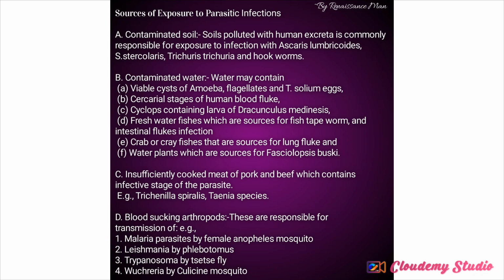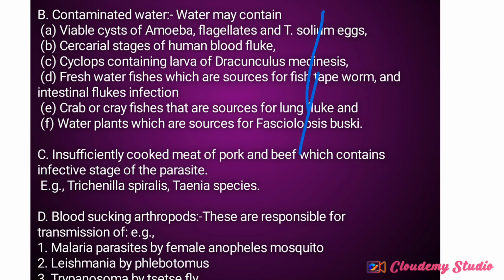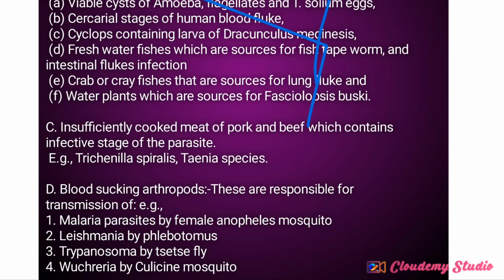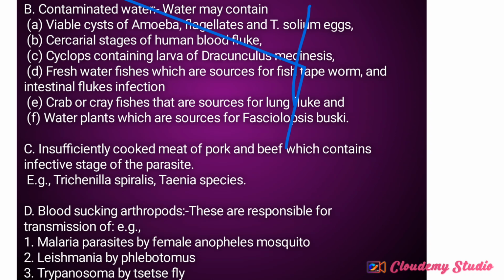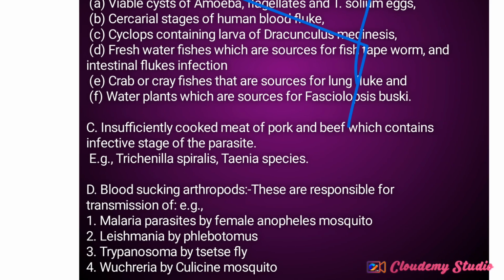The third one is insufficiently cooked meat, pork or beef. An example of that is Taenia species, that is Taenia solium and Taenia saginata. It can also be contracted through blood-sucking arthropods like the malaria parasite, which is transmitted by the Anopheles mosquito, leishmania, and trypanosoma transmitted by Glossina species, and Wuchereria bancrofti, transmitted by the Culex mosquito. The Culex mosquito is the one that carries Wuchereria bancrofti.